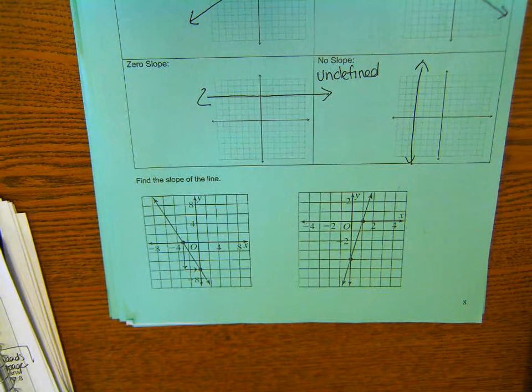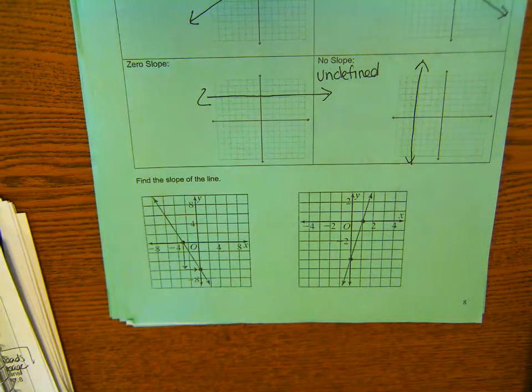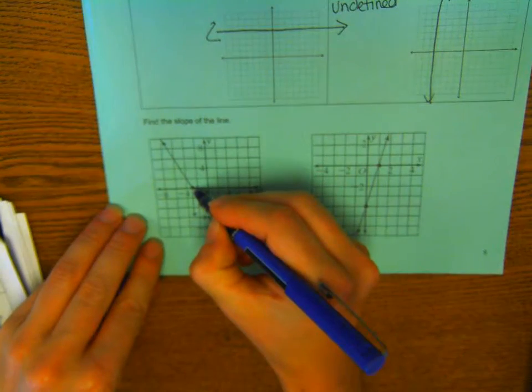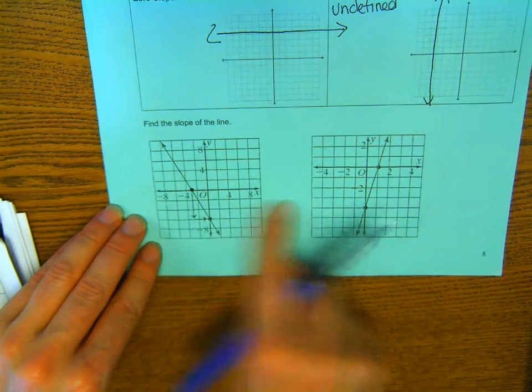Alright, here we go. So, notice the scale. These are going by 2's. Do you see how this is a 4? Doesn't that imply this is a 2? Mm-hmm. So every half of a tick mark is a 1.